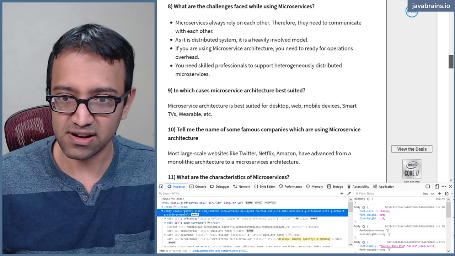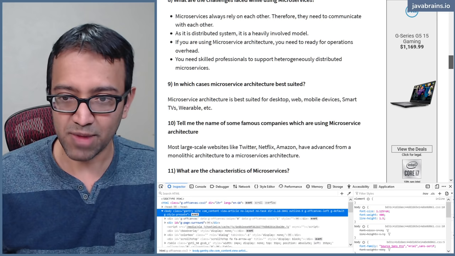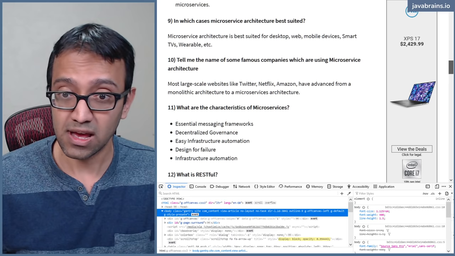What are the characteristics of microservices? We covered it. I'm going to move on. It's the same thing. I'm not even going to look at the answer.